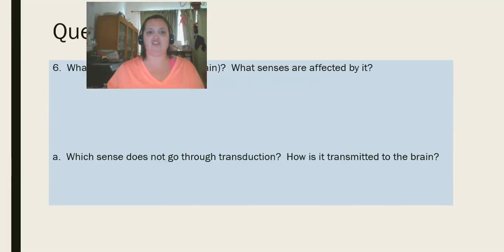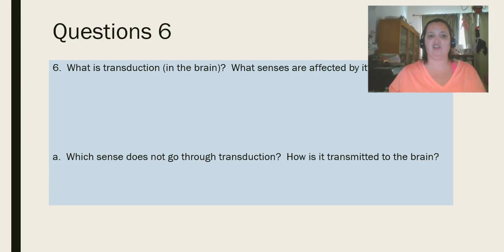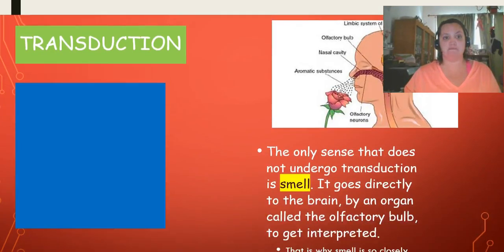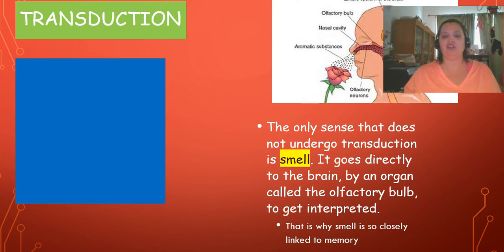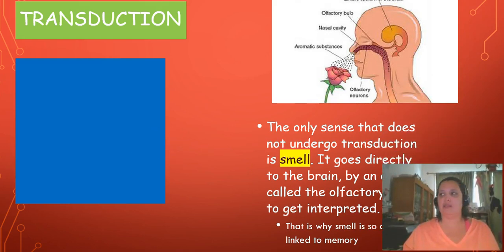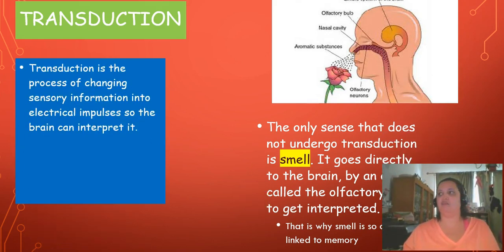All right, number 6, transduction in the brain, the senses that are affected and the sense that does not go through transduction. Transduction is, hang on a second, I'm trying to figure out how to move myself around here. All right, I need this here. Transduction is the process of changing sensory information into electrical impulses. So the idea is that our brain runs on electricity.